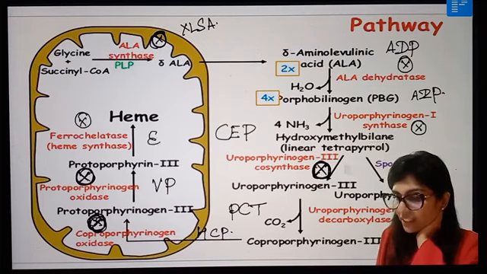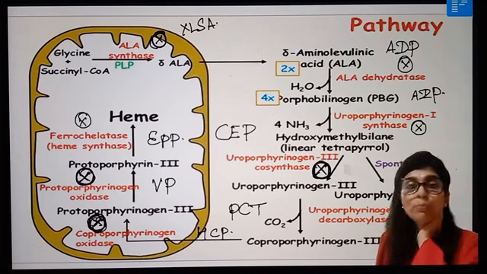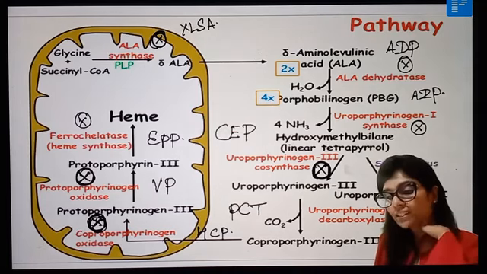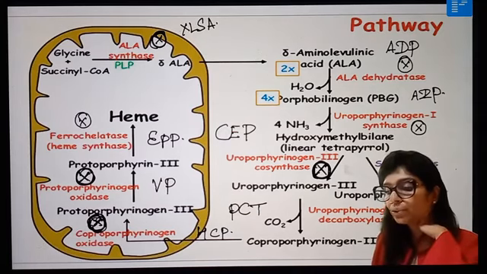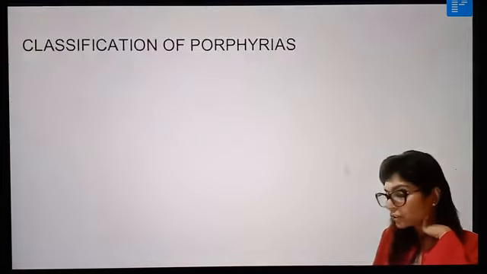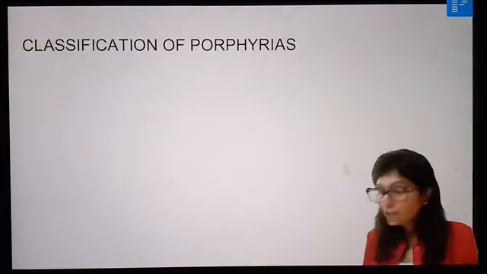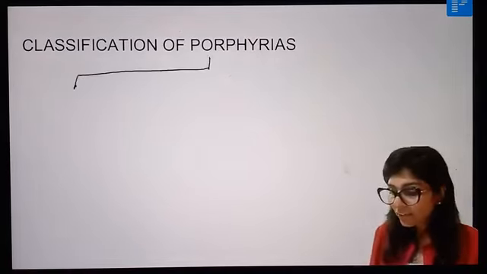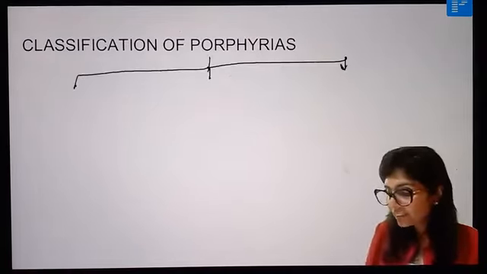Ferrochelatase defect causes erythropoietic protoporphyria. Okay, so these are the names. Are you clear about the names? Yeah. So now about classification of porphyrias. How do we classify porphyrias? You classify porphyrias into 3 categories.